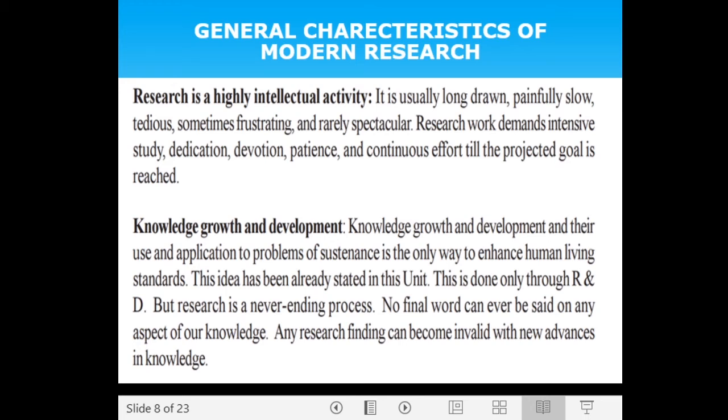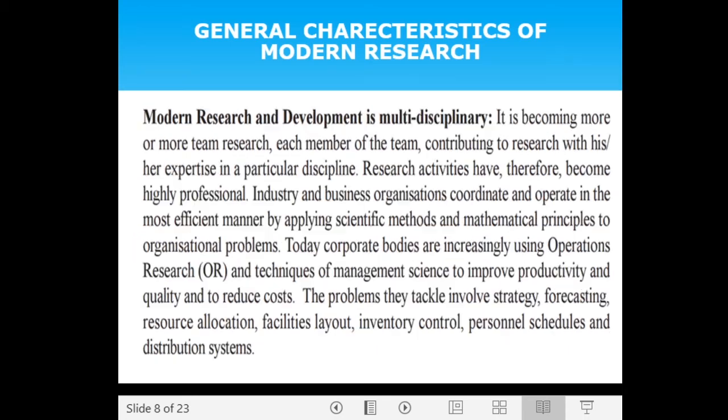And knowledge growth and development. Eventually, once you do a research, there will be new knowledge added, right? So the growth and development and their applications to problems of substance is the only way to enhance human living standards. Unless they do research, they cannot find a vaccine, right? The researchers are analyzing what symptoms are causing COVID, and for different kinds of patients, what kind of vaccine will be suitable. If a patient has diabetes and you give a high dosage of vaccine, it will give an adverse effect. So this research is very essential. It will improve the knowledge growth and development.